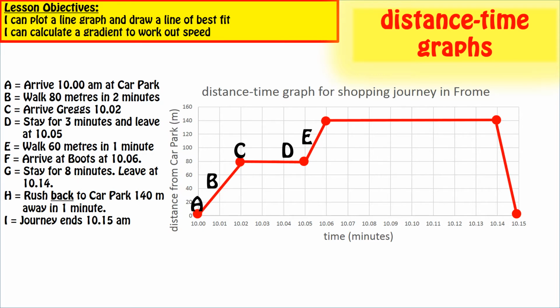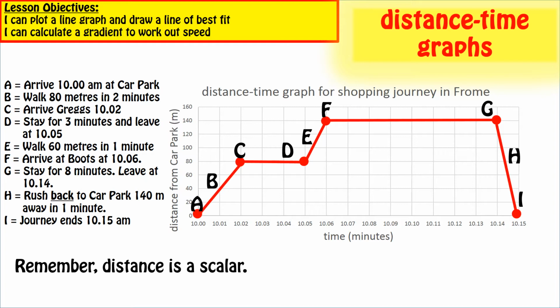E shows we walk an extra 60 metres, so the line carries on going upwards at an incline for another 60 metres over a 1 minute period of time. And then we arrive at 10:06. G shows that we're staying there for 8 minutes, so from 10:06 to 10:14 we've stayed there for 8 minutes. And then we can see that at the end of G, it's 10:14. H, we're rushing back to the car park, which is the full 140 metres, and it only takes 1 minute. And then I, our journey has ended at 10:15.